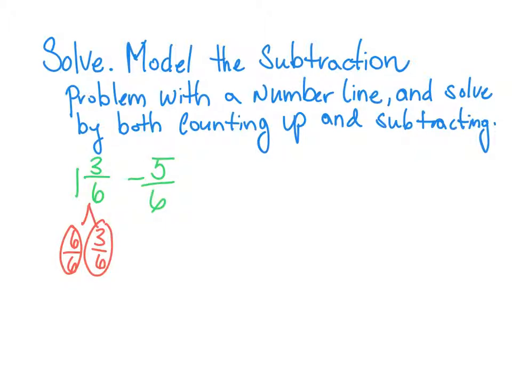So we know that if we add this, this would equal 9/6. So we can say 9/6 take away 5/6 would be equal to 4/6. So we kind of just combined and added the 6/6, the whole, plus the 3/6 to get 9/6, and then we took away the 5/6 to get 4/6. And now, how would that look on a number line? A number line would look like this.